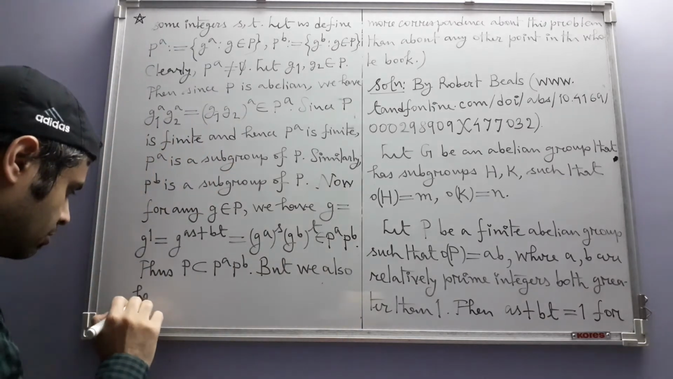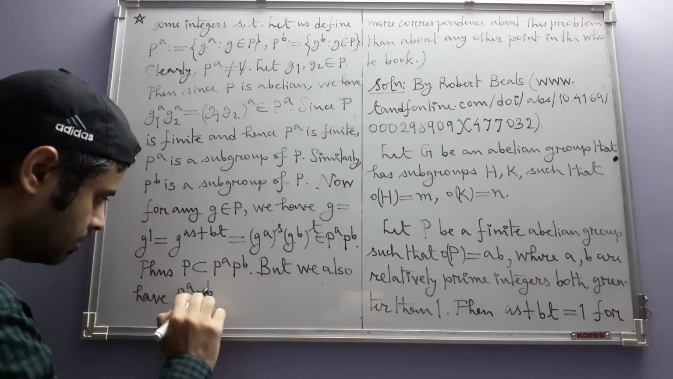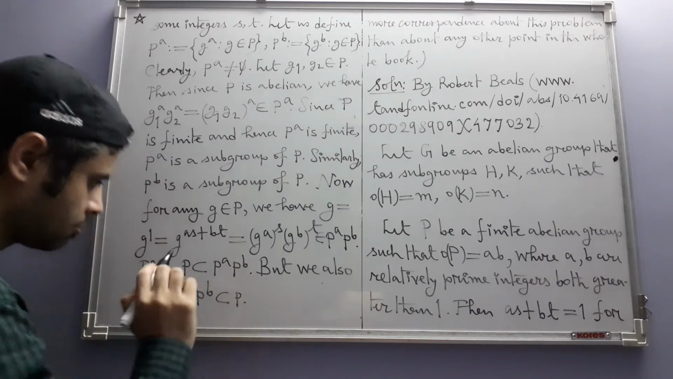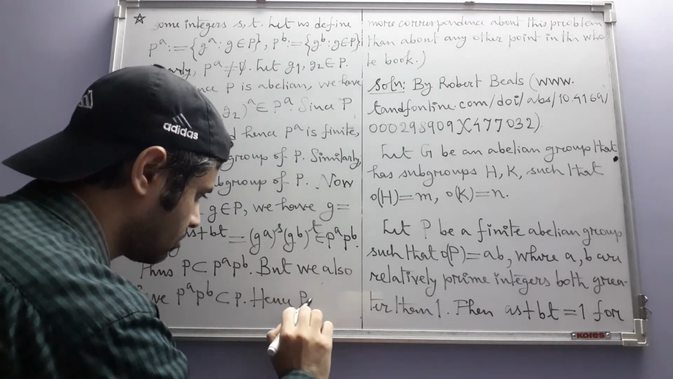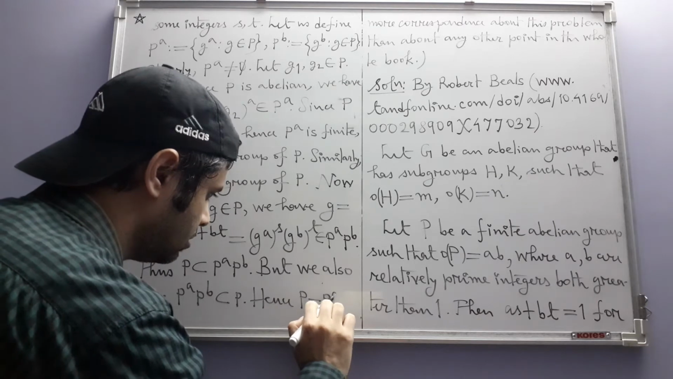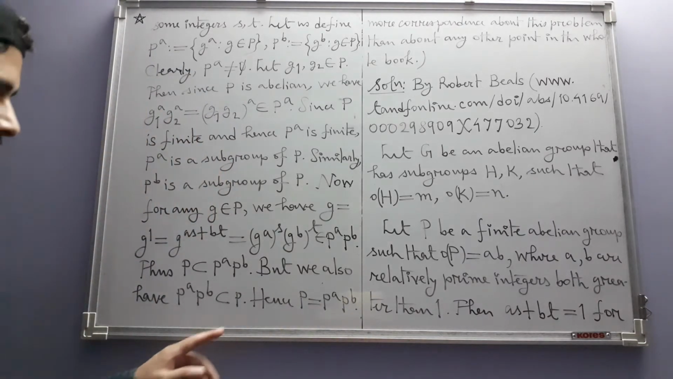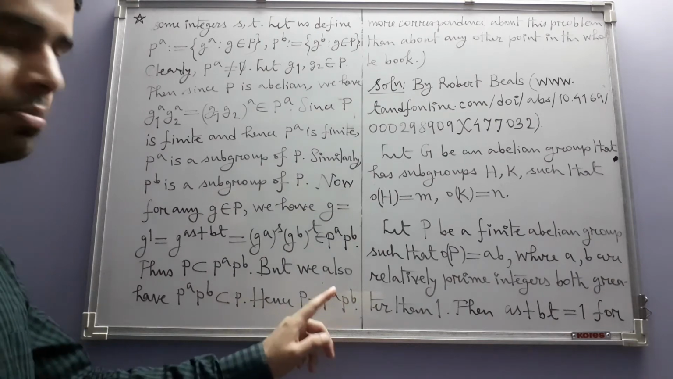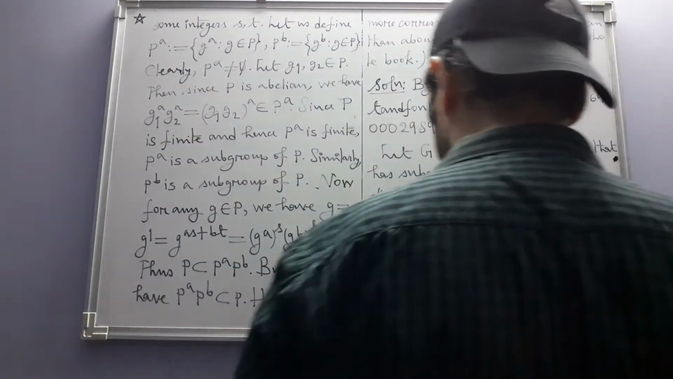But we also have PA PB contained in P, hence P is equal to PA PB. We have been able to write P as a product of these two particular subgroups. Okay.